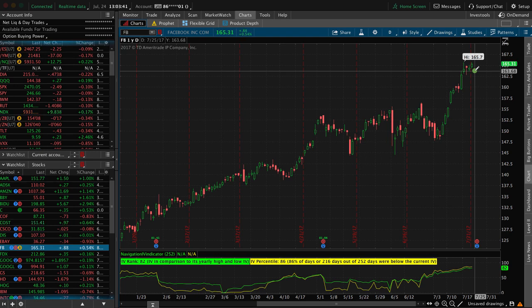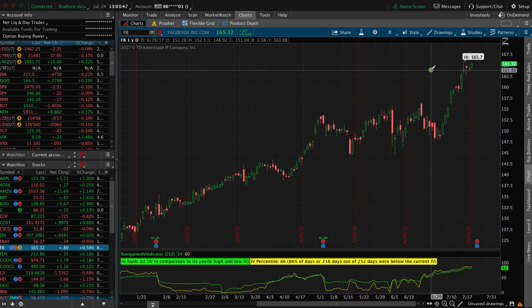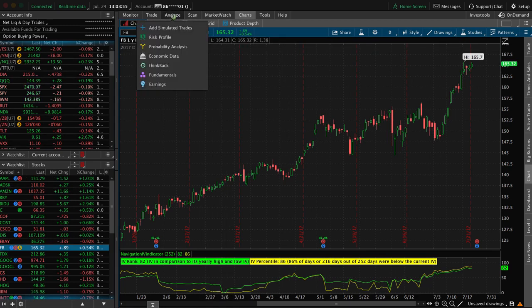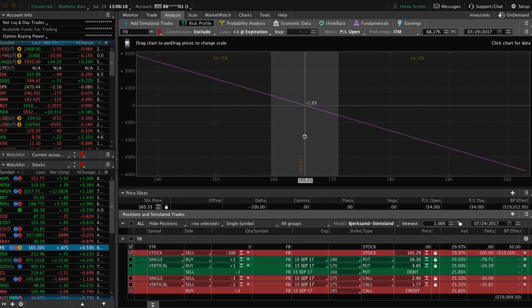So if you take that assumption, then you want to figure out, okay, what's the best trading vehicle? What's the best strategy for me to use to get short Facebook? Let's take a look at the different examples and go through each one to see what makes the most sense. So the first strategy we'll look at is selling stock. So I've clicked the box down here where we show selling 100 shares of Facebook stock at the current market price, which is about $165.29.